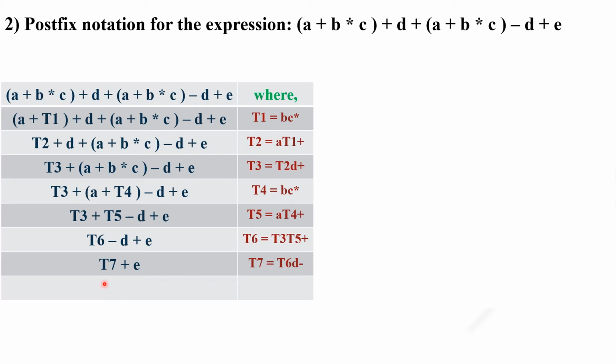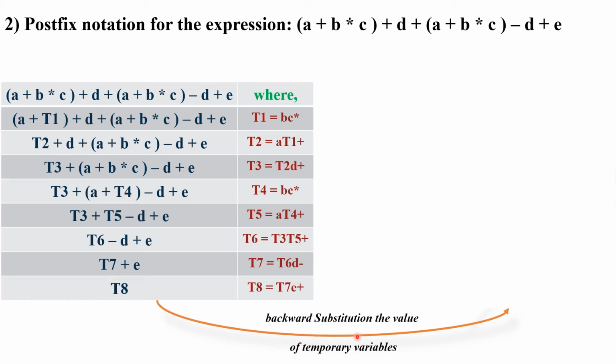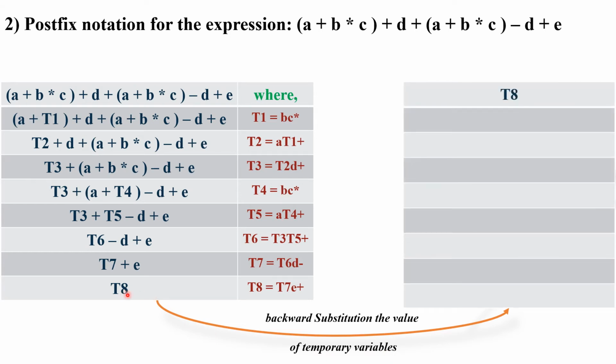And the last sub expression which will be evaluated is T7 plus E. So instead of T7 plus E, we write T8. And T8 equal to T7E plus in postfix manner. So to construct this postfix notation, now we have to do backward substitution of the values of the temporary variables. So first we write T8. Now we have to substitute the values of these temporaries. What is T8? T8 equal to T7E plus. So instead of T8, we write T7E plus.